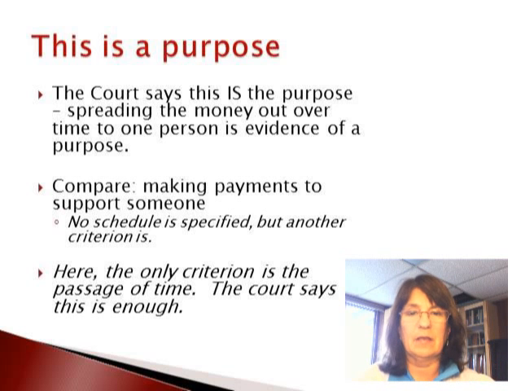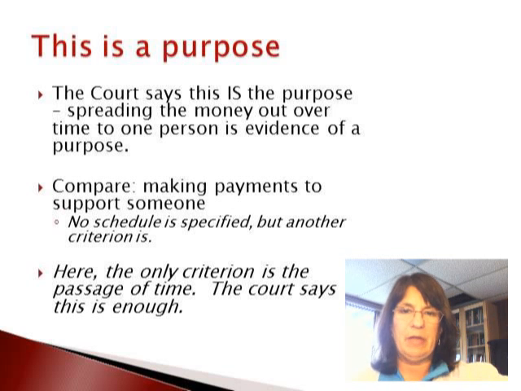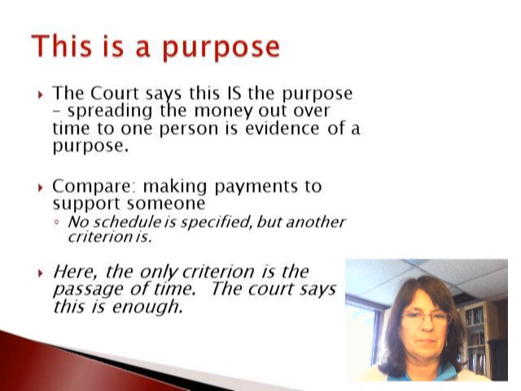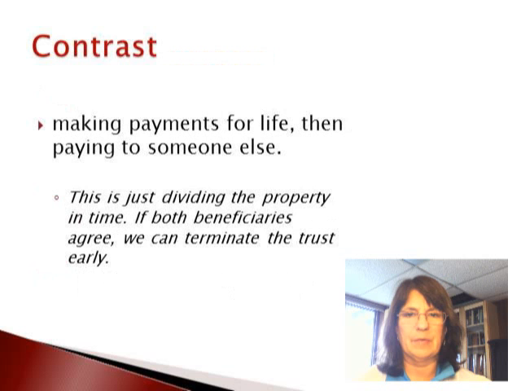It's kind of like setting up a trust to make payments to support someone. That means we're going to trickle out the money only as needed, not on a specific schedule like this, but nevertheless evidencing a purpose to spread the money for that one person. Okay, contrast. Making payments for life and then paying to someone else. In other words, income to A, remainder to B. That's not a purpose. It's just dividing property in time, and if the beneficiaries agree, we can terminate the trust early.